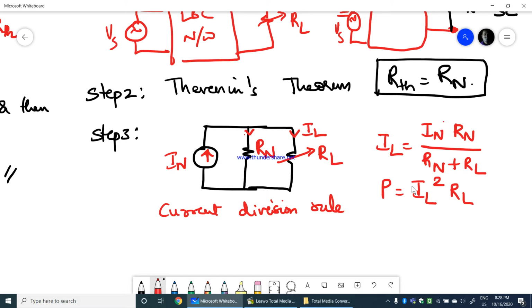Here in Thevenin's equivalent circuit, IL is equal to total voltage by total resistance, whereas in Norton's equivalent circuit, the load current IL would be found by using the current division rule. And then we find out power, which is given by IL square into RL. Fine. I hope the Norton's and Thevenin's theorem statement is clear to you.